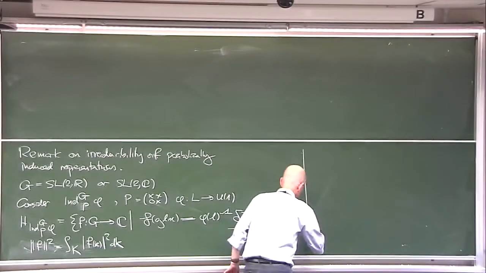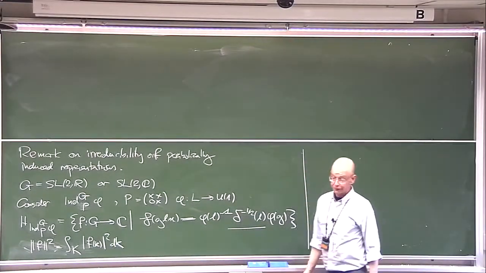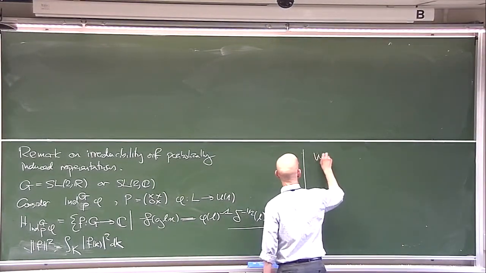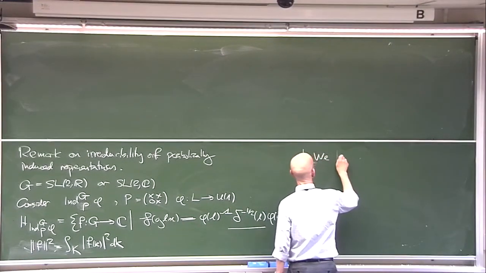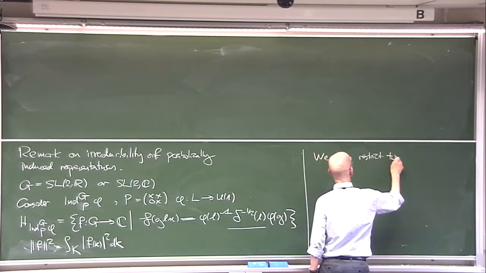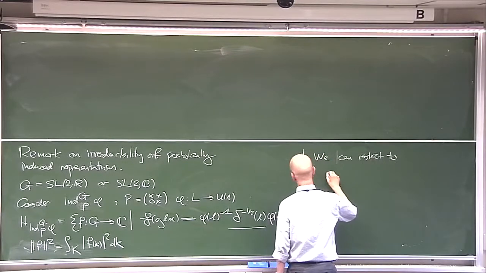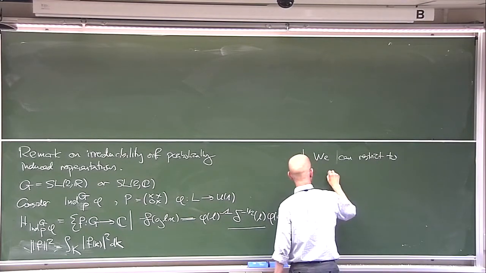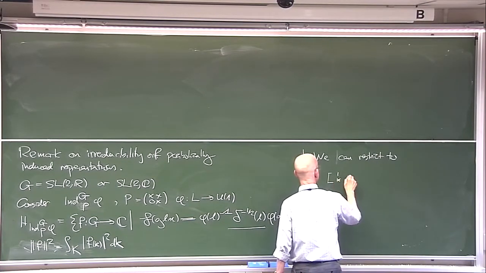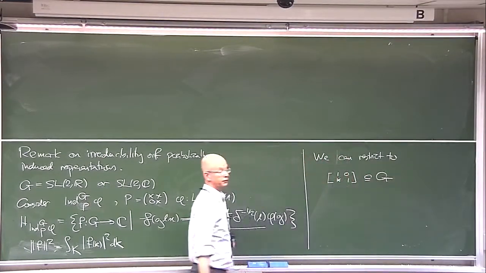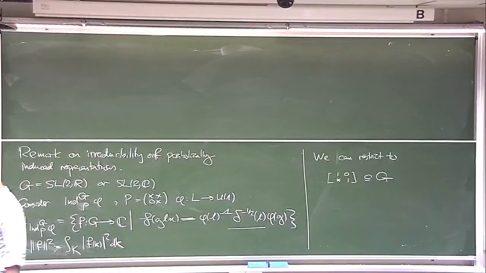And so let's look at this from another point of view. Let's do the following thing. Let's restrict to this subgroup, which is basically the transpose of N, the lower triangular unipotent subgroup, and see what sort of space of functions we get.